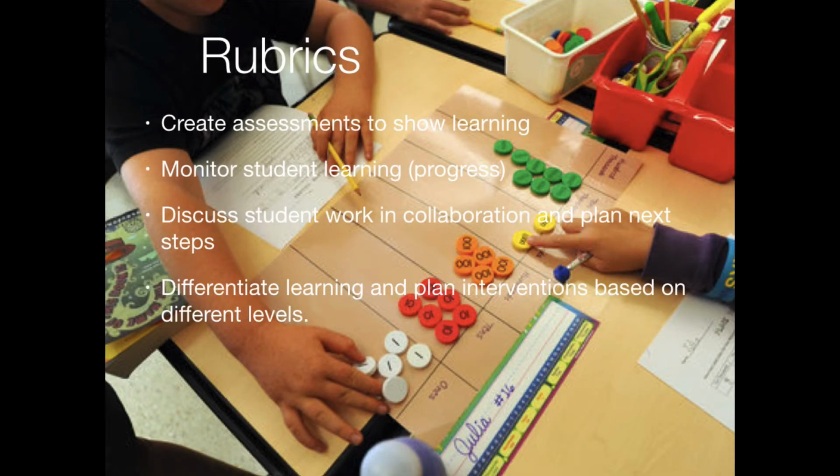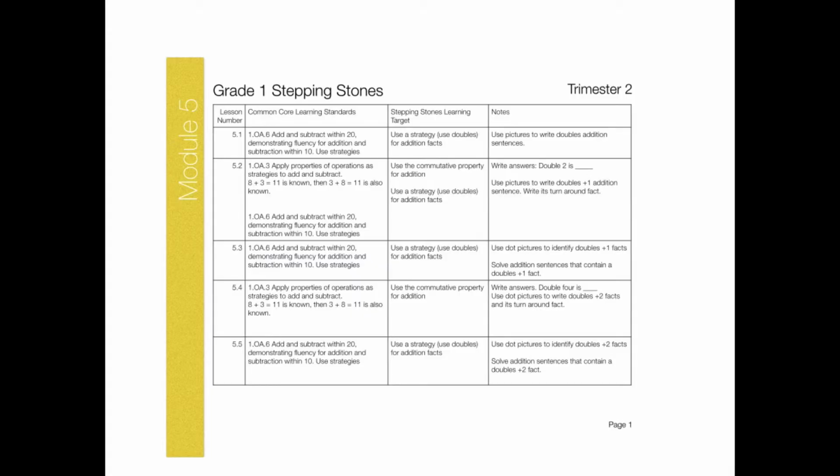Rubrics are extremely helpful in helping a teacher for planning and for departments. For example, these rubrics can help in your creation of assessments to show learning. It's a way for you to monitor student learning or progress throughout the trimester, not just at the end. It's a way for teachers to get together to discuss student work in collaboration and plan next steps around a particular standard. And it can also be helpful in differentiating learning and planning interventions based on the different levels in your class.